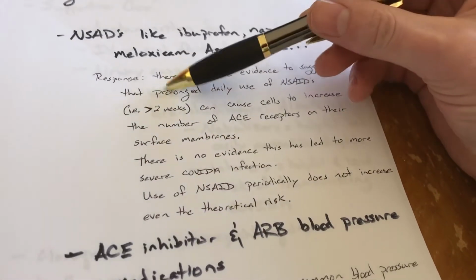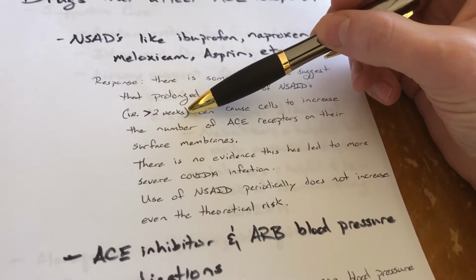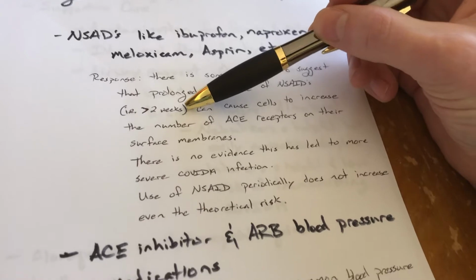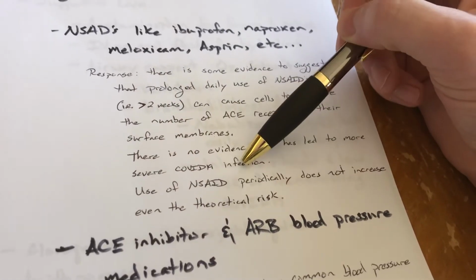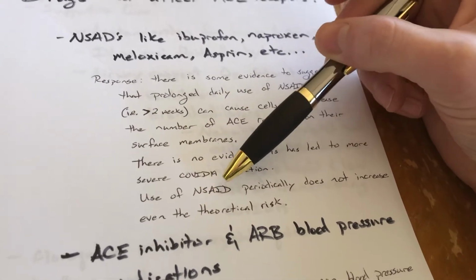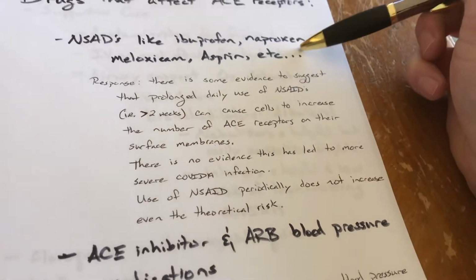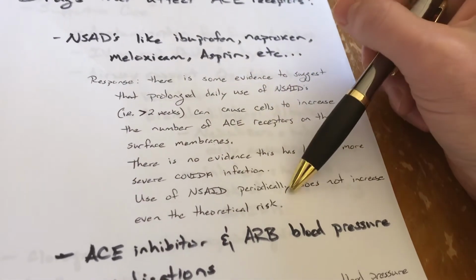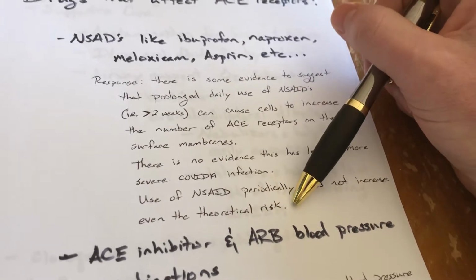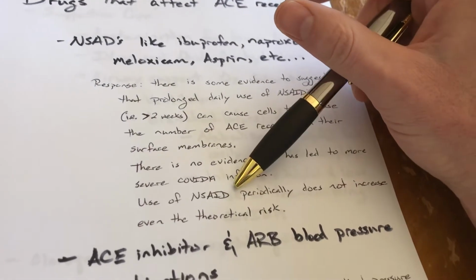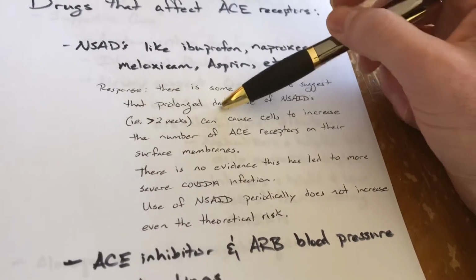The other thing is, for this theory to even work, you would have to be on NSAIDs daily, multiple times a day, for a prolonged period of time. And if we're talking about using ibuprofen to control the fever from contracting coronavirus, that's not going to upregulate the ACE receptors on your cells or make the risk worse. So there's no risk, even theoretical risk, from using ibuprofen to help someone's fever if they come down with coronavirus. So I hope that helps differentiate a little bit.